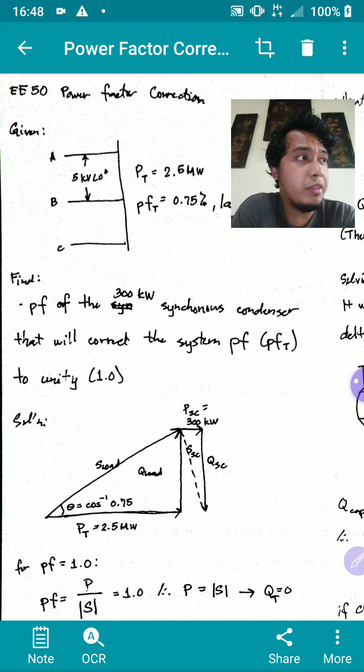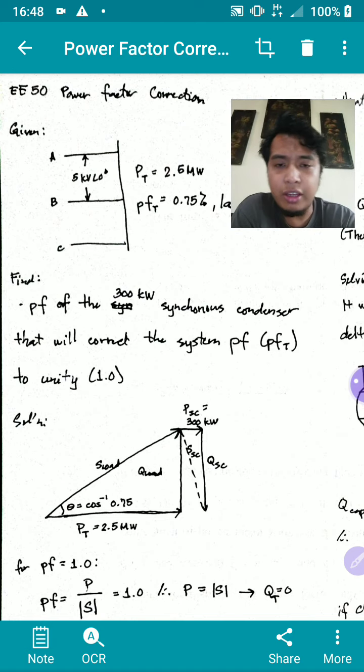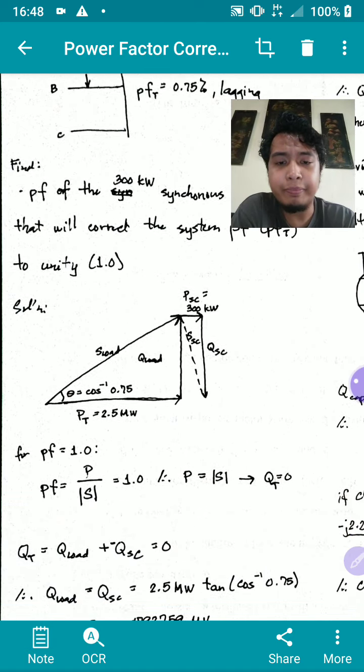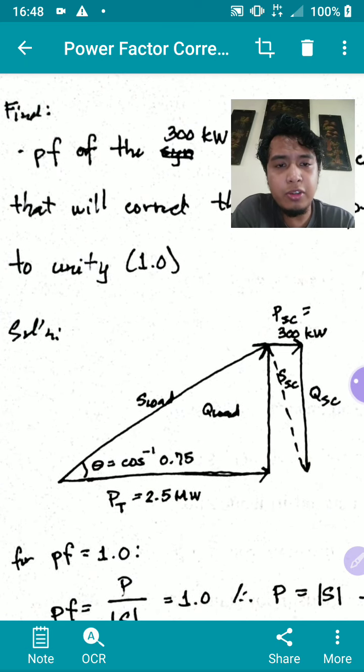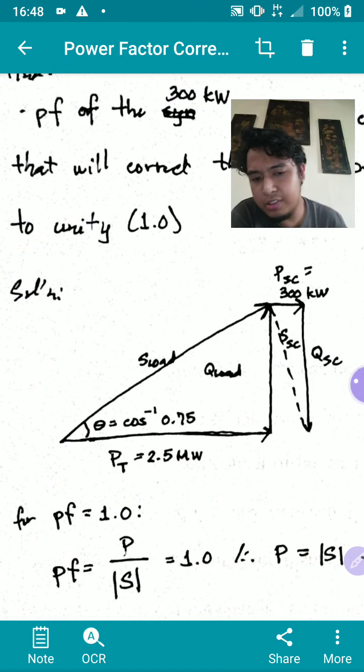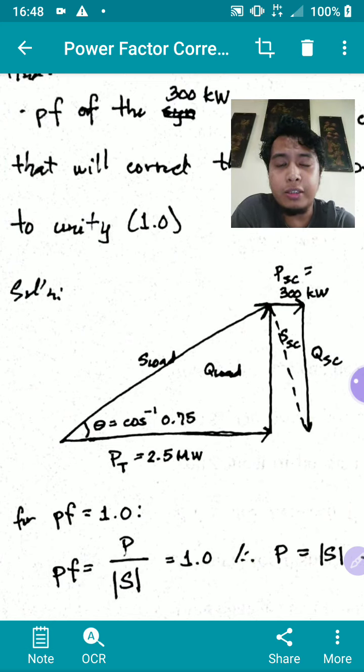Basically, it's essentially a machine that supplies reactive power. So in effect, it's correcting the power factor. Okay, so it's actually easy because of the power triangle. Again, it's not very different from single-phase systems. The way you solve for power factor correction on single-phase systems is basically the same for three-phase systems. So the easiest way is to plot the power triangle.